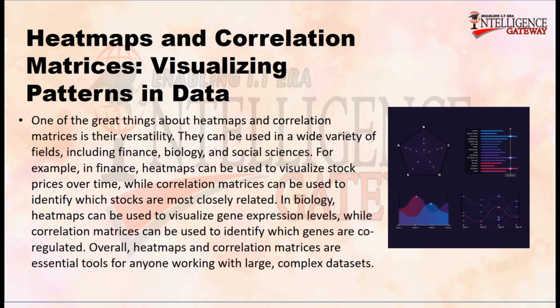One of the great things about heat maps and correlation matrices is their versatility. They can be used in a wide variety of fields, including finance, biology, and social sciences. For example, in finance, heat maps can be used to visualize stock prices over time, while correlation matrices can be used to identify which stocks are most closely related. In biology, heat maps can be used to visualize gene expression levels, while correlation matrices can be used to identify which genes are co-regulated. Overall, heat maps and correlation matrices are essential tools for anyone working with large, complex data sets.